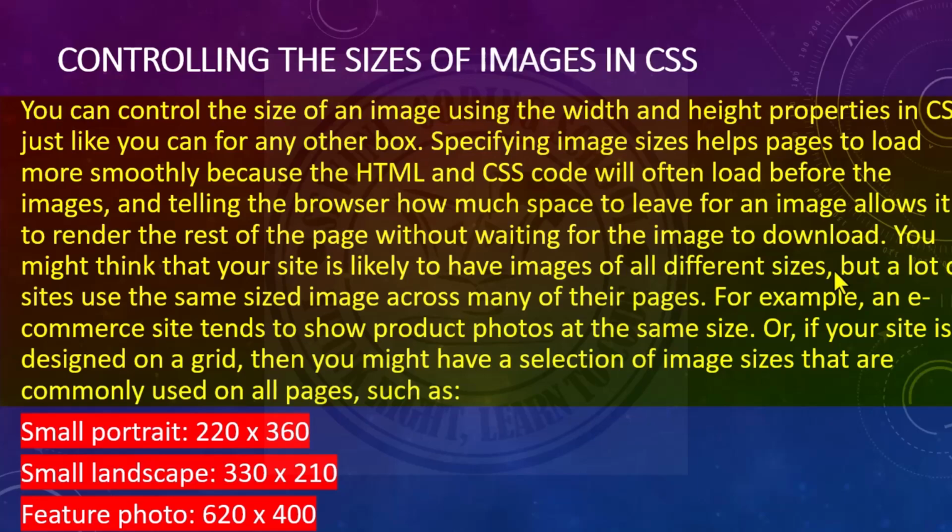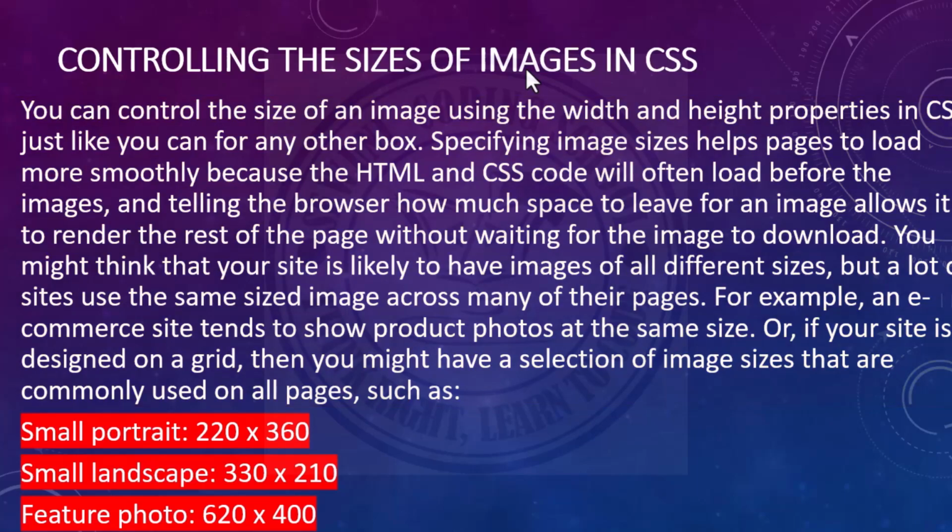You must be wondering how, since your site is likely to have images of different sizes, but a lot of sites use the same size image across many of their pages. For example, an e-commerce website tends to show product photos at the same size. Usually on an e-commerce site, you should see designated boxes for each of the products they sell, and each of the products usually has the same size.